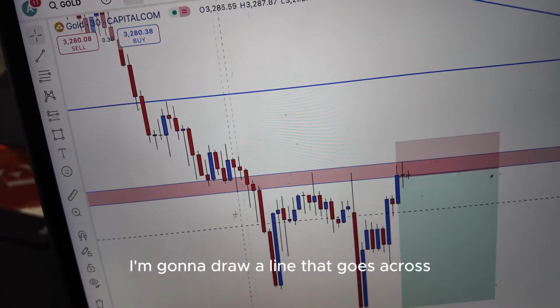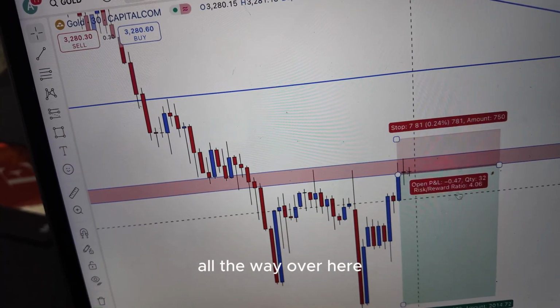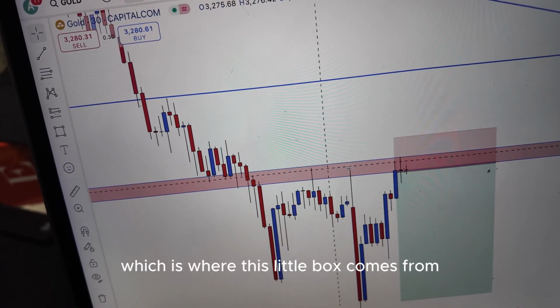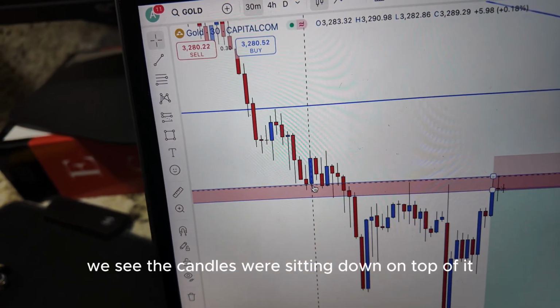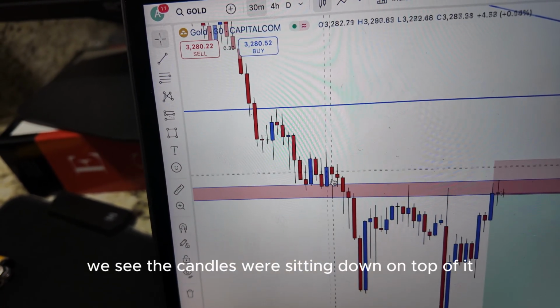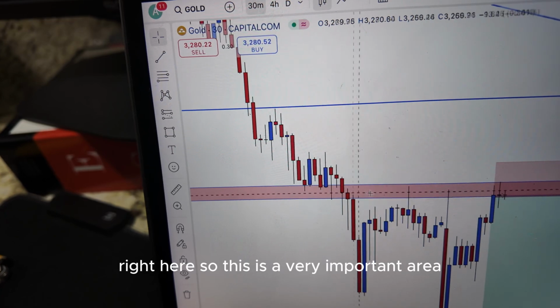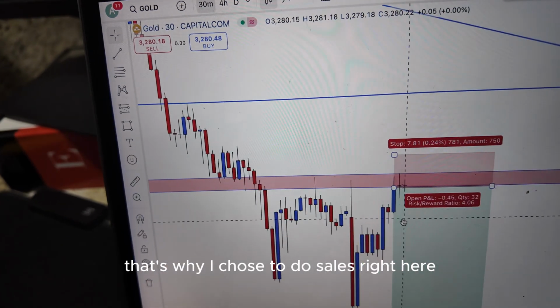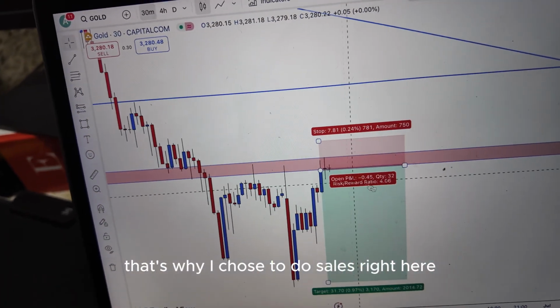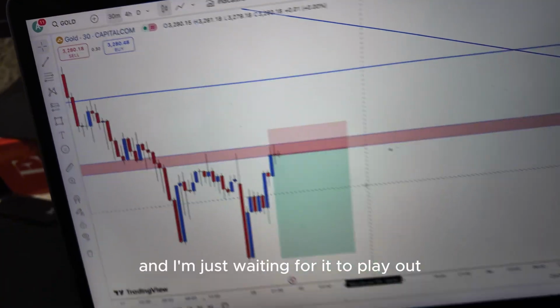Come down. So I'm gonna draw a line that goes across all the way over here, which is where this little box comes from. And obviously we see the candles were sitting down on top of it right here. So this is a very important area. That's why I chose to do sales right here. And I'm just waiting for it to play out.